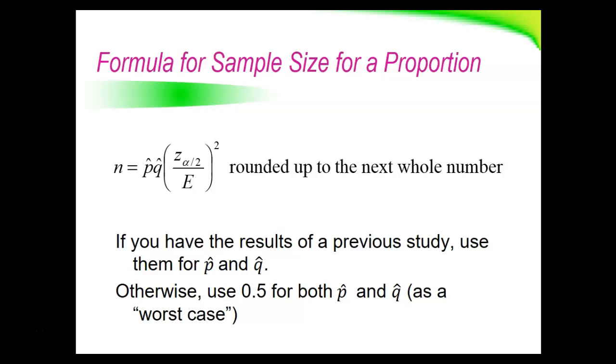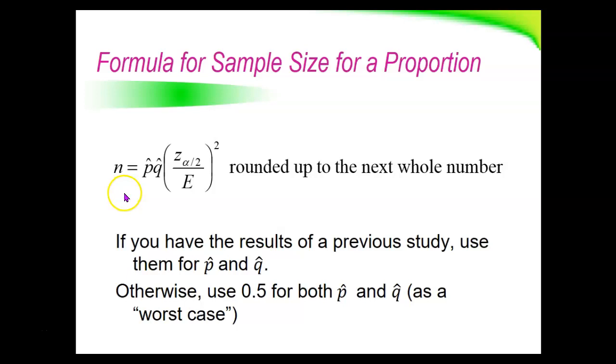And so the number it gives you, if it isn't a whole number, you don't want to round down because that might give you a sample that's too small. But if you round up, your sample might be a little bigger than it absolutely has to be, but that's okay. It's okay for a sample to be bigger than it has to be. You just don't want it to be any smaller than it has to be.